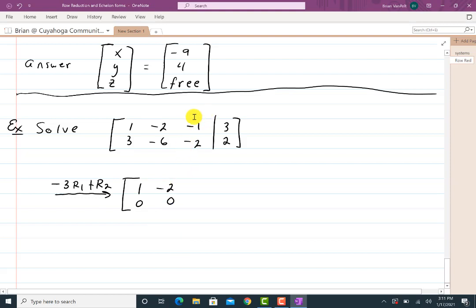But over here it won't. Here I'll get 3 minus 2 will be 1. Well, that's nice, because it puts a 1 where I want it. And then finally, -9 plus 2 is -7.